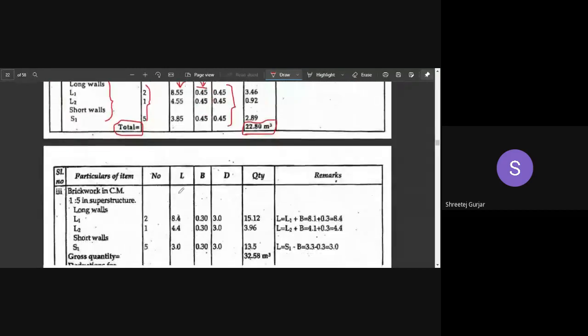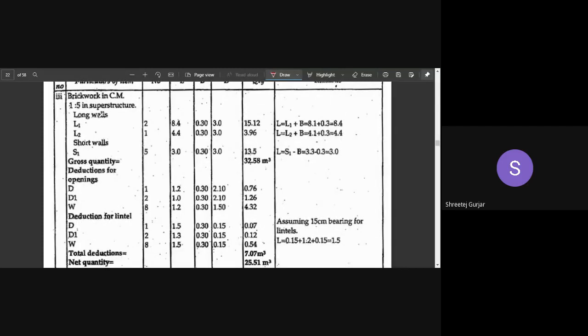Now moving on to your brickwork. You can see we have divided into long wall and short wall. Similarly, the numbers are also given: 2, 1, and 5. The thickness of your wall is 0.3, and the height of your wall is 3 meters. It is similar for long walls as well as short walls. For length calculation, we will use the same method. In long walls, we add one width, and in short walls, we deduct one width. So that is how you get your length.